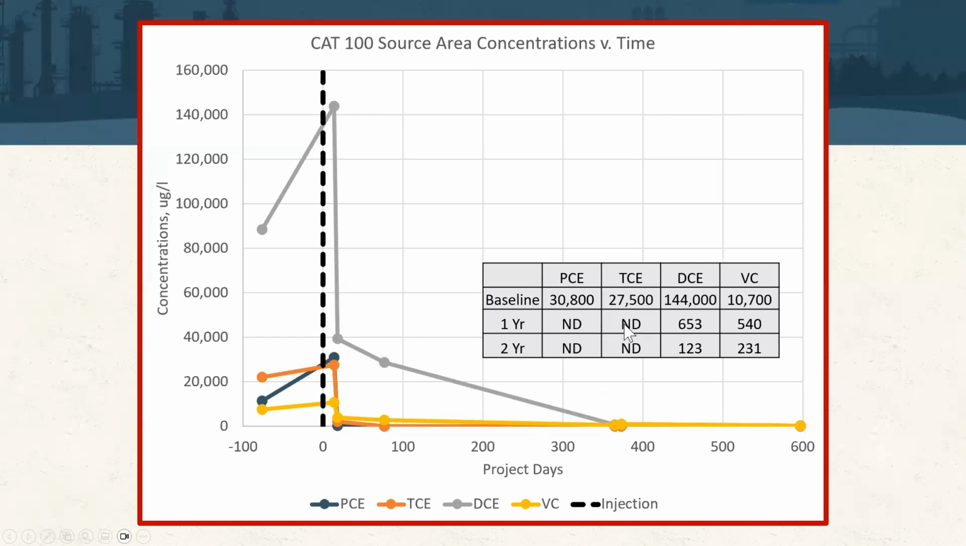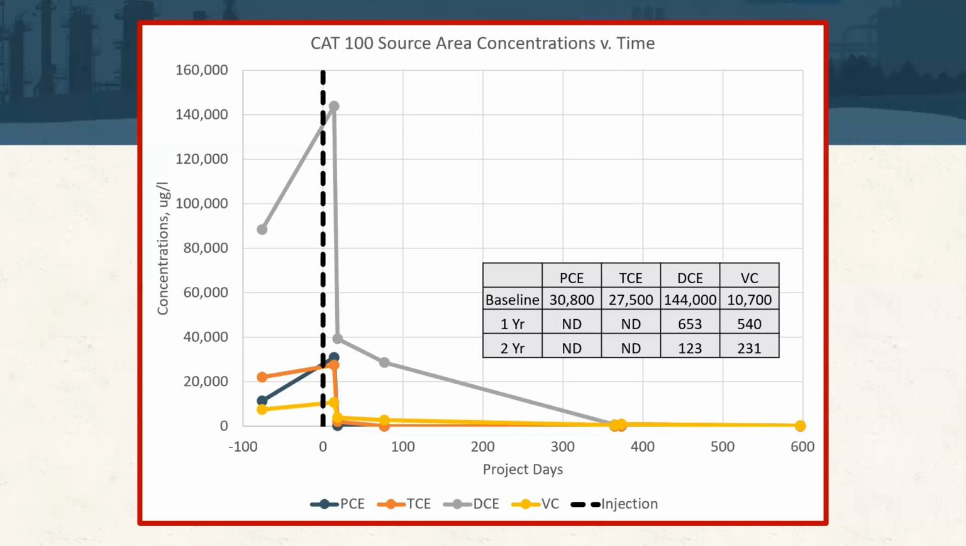We're at non-detect for both PCE and TCE. So that's very similar to the first project that I showed, and others, where we pretty easily deal with those parent products. But on this site, what was surprising to us is how well the CAT dealt with the DCE and the vinyl chloride, even at those elevated concentrations.